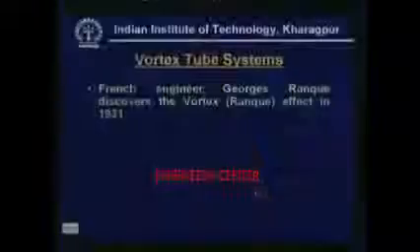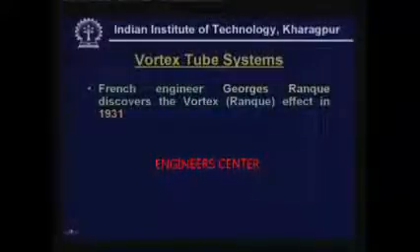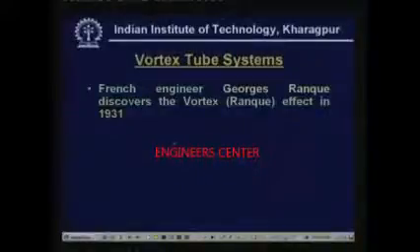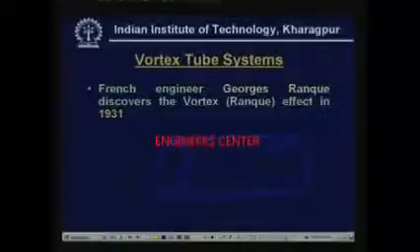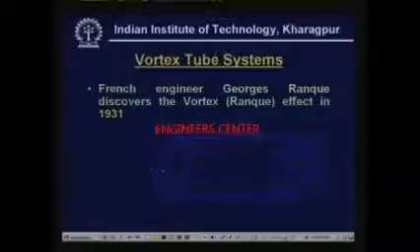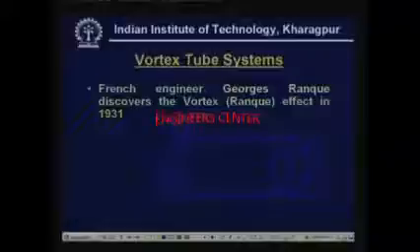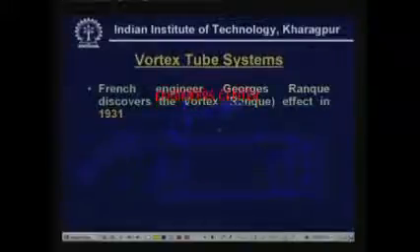Now let us look at another interesting system called the vortex tube system. Let me again explain the working principle of this. This is a very simple system. What you have is a long tube with a valve on one side and a central hole on the other side. And let us say that using a nozzle, this is a nozzle, through this nozzle you allow high pressure air.